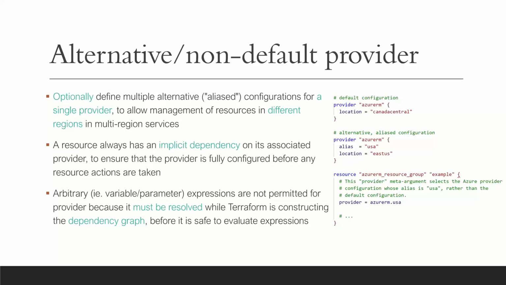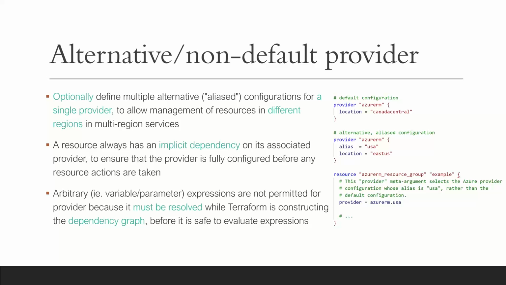So you can execute all of those templates one by one for one specific location. So in this example, Canada Central. Or you could have in your template a provider for Canada Central and then an alternative aliased provider.